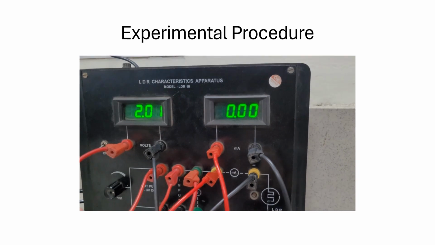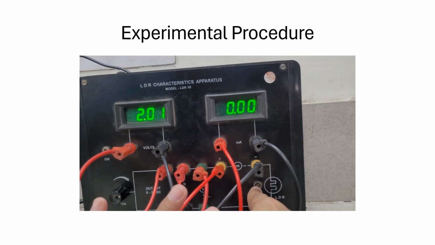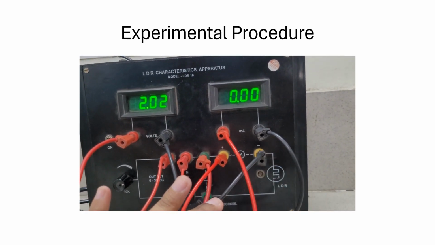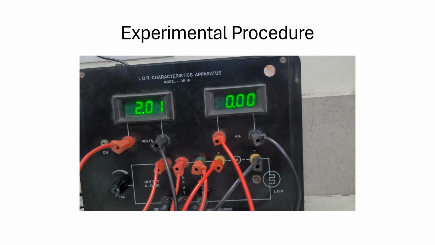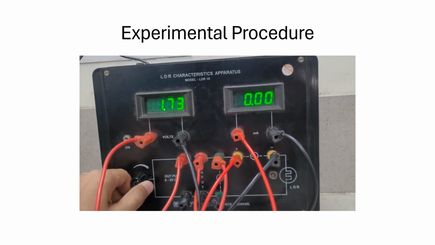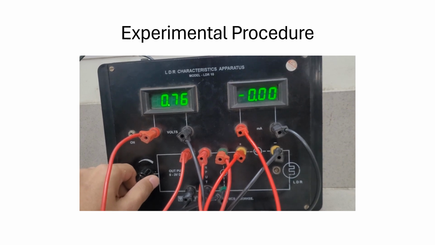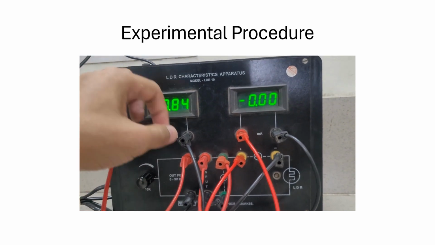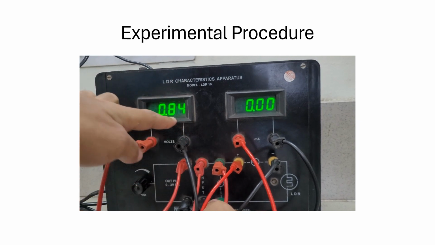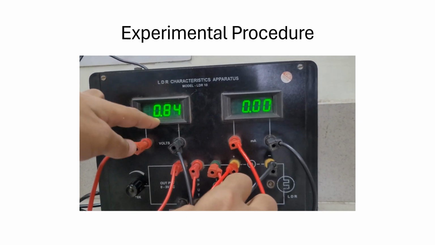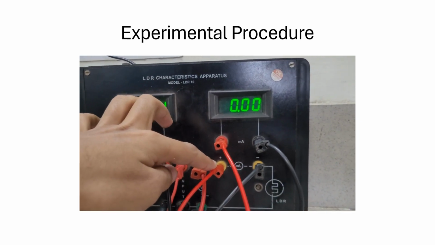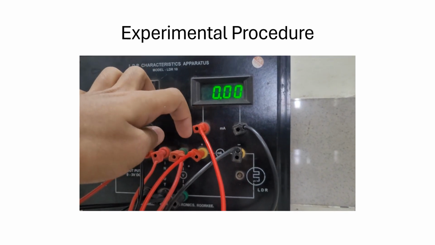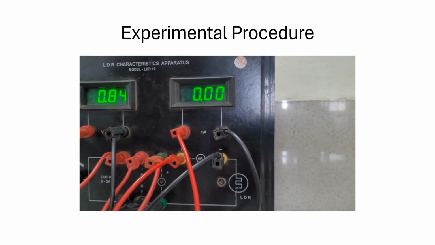Now let's see the procedure for the LDR characteristics experiment. We have the cadmium sulfide, the photosensitive material. The resistance of this material varies depending on the amount of light intensity that falls on it. Then this is the voltage knob, which is used to change the voltage. We measure the voltage between these two points, which is displayed here, and the current passing through the circuit is also shown in this display.